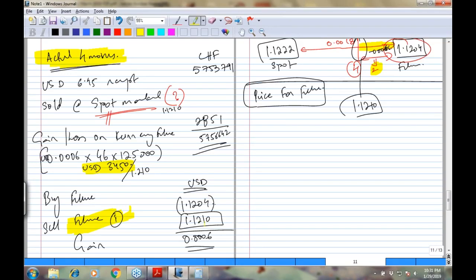The price at which you sold was 1.1210. Now, resultingly, this is the gain on the future contract that you have. If we quantify this gain, it is a gain in terms of USD per CHF. We have got 46 contracts and each contract is for 125,000 CHF. Resultingly, we end up getting a gain of 3450 USD.